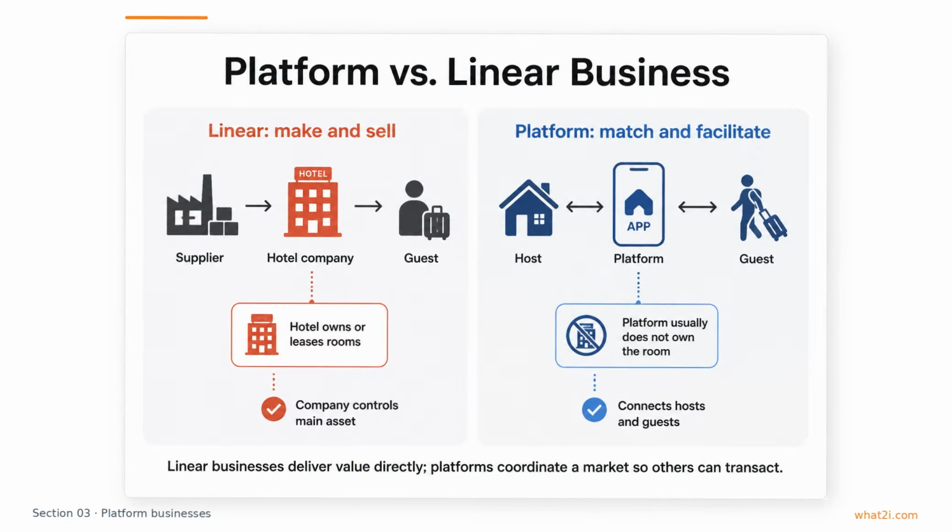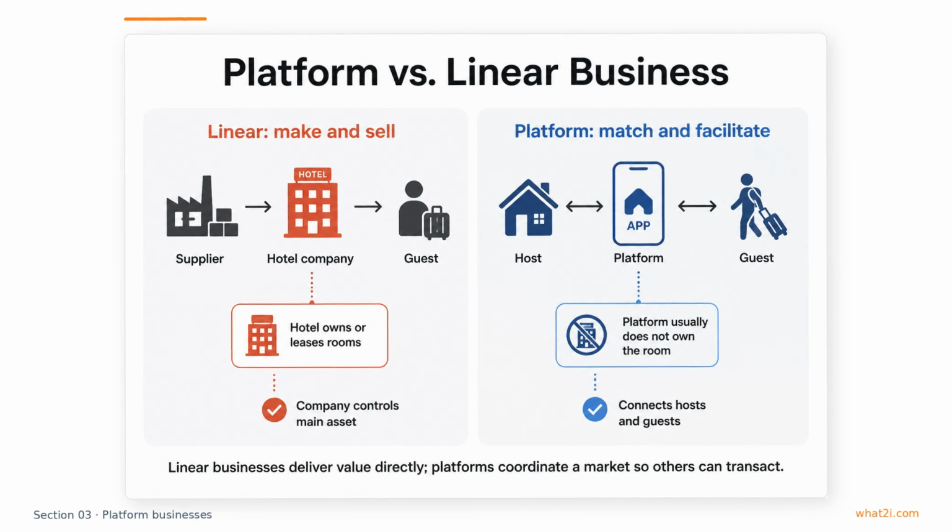A linear business generally makes or controls the product and then sells it through a one-way chain. A hotel, for example, owns or leases rooms and sells those rooms to guests. A home-sharing platform works differently because it mainly connects hosts and guests rather than owning the room itself. The platform is not eliminating the underlying asset. It is changing who owns it and how access is coordinated. For investors, that changes cost structure, growth dynamics, and the type of competitive advantage the business may develop.